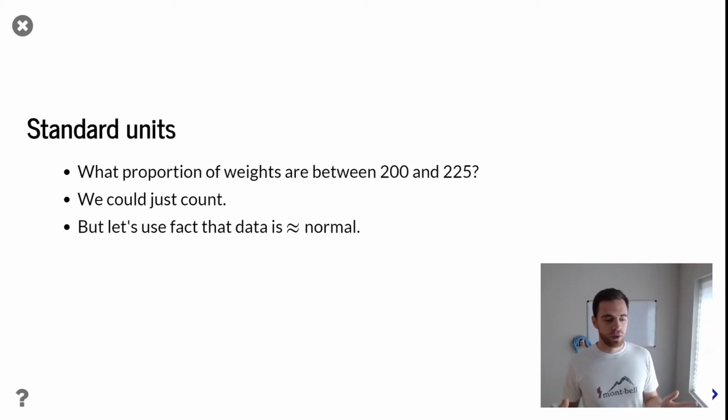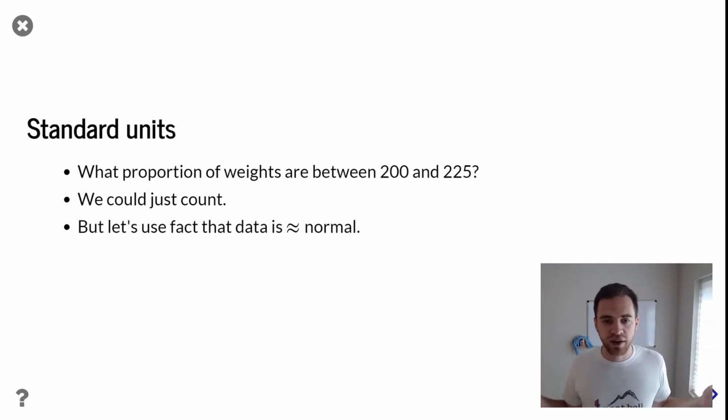So for instance, you might be interested in what's the proportion of weights between 200 and 225. Another way of framing this question is, what's the probability that a randomly chosen person from this data set is between 200 and 225? Now, if I have all of the data, I could just count how many people fit within that range and then divide by the total number of people, and that gives me my answer.